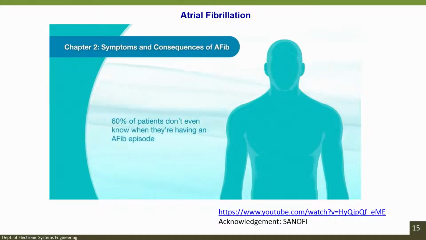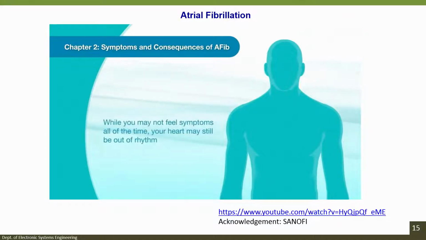If you have Afib, it's important to know that while you may not feel symptoms all of the time, your heart may still be out of rhythm, and you're still at risk for other complications like remodeling or stroke.